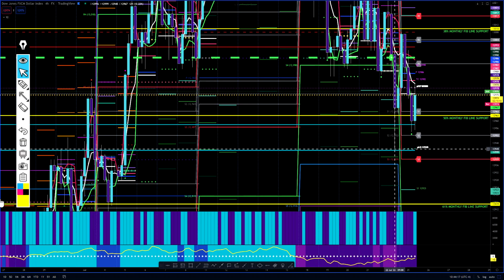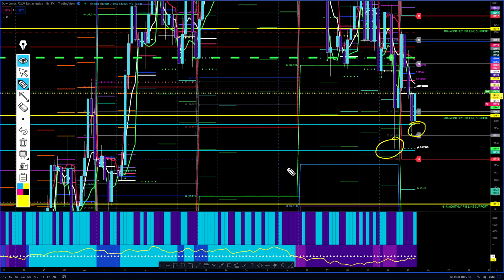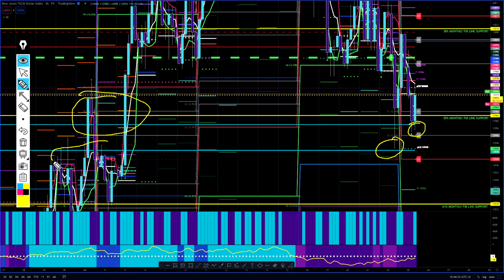Had this nice support right here. Right, so we had this wick support coming here. Now we're creating another wick support right there, right around the 50% level, and it coincides with this level right here, and also this level. So we're kind of bouncing off the volume that was created in this level right here, right?